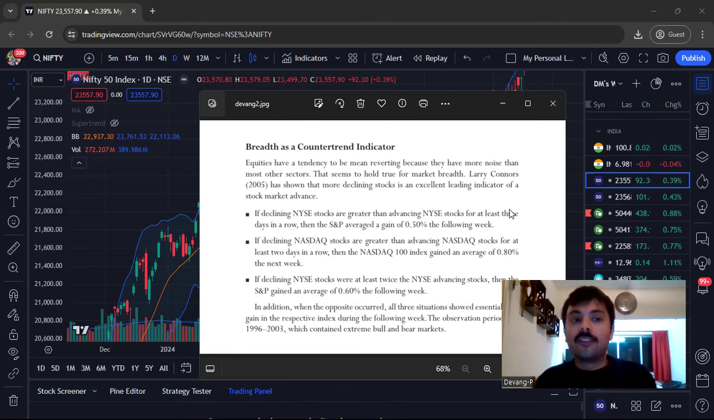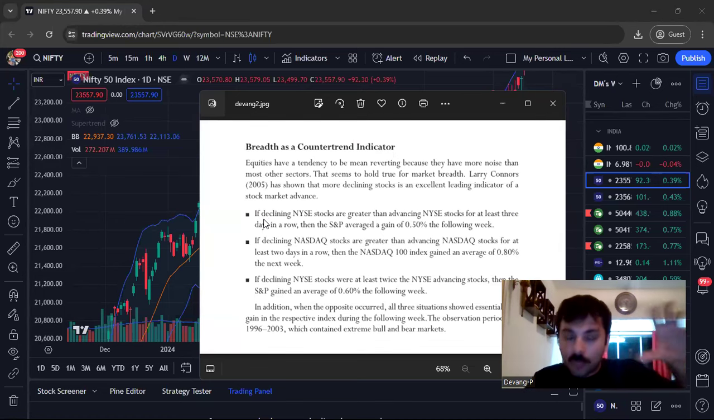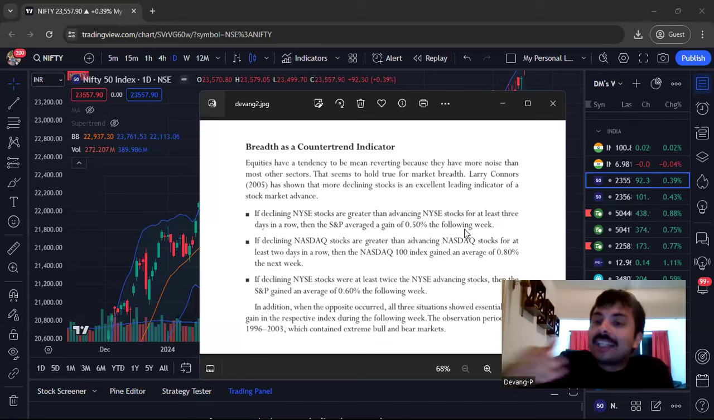so on any day, when you look at the newspapers or these websites now, everything is well documented, whether it's advancing volume, declining volume, 52-week highs, lows, advancing stocks every day, declining stocks every day. So he said that if the number of declining stocks is greater for 3 consecutive days in a row than the advancing stocks, then the S&P 500 averaged a gain of 0.50% the following week. Now you will think, that's a very small gain, right? But think about it, these are probabilities. In technical analysis, nothing is sure, nothing is confirmation. But there is a high degree of confidence.